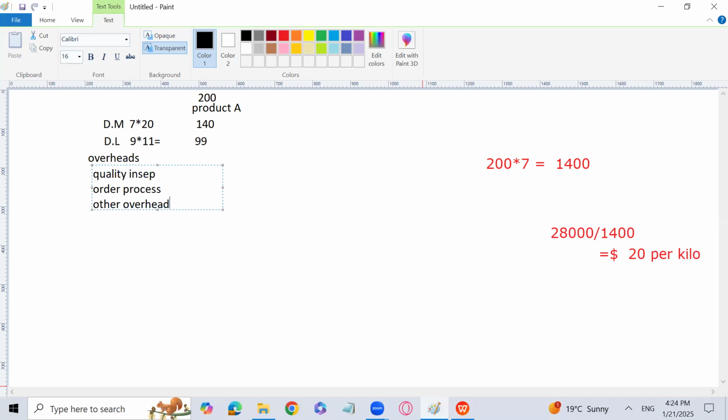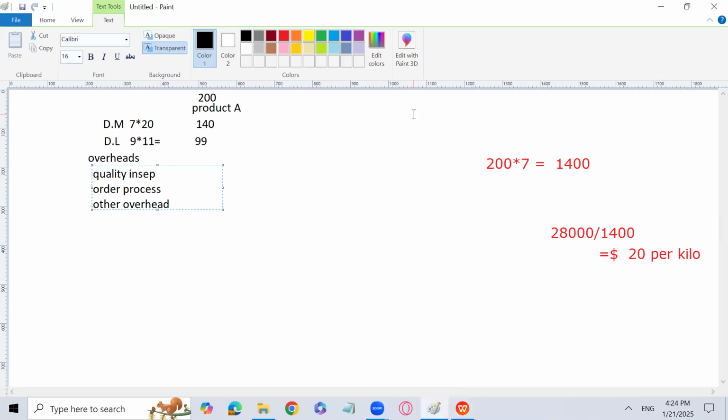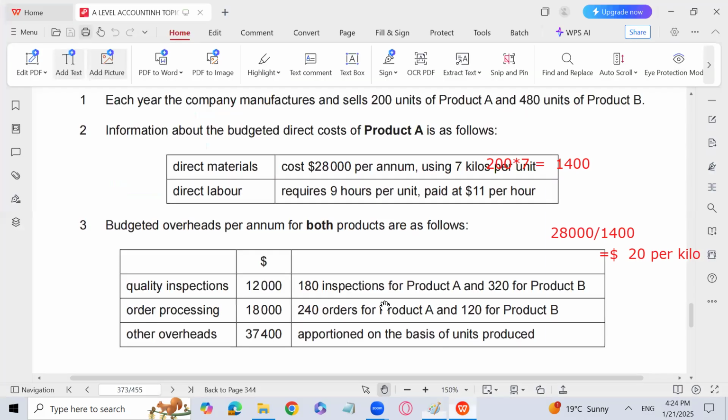Okay, let's see. Now I'm going to calculate 12,000 into 180 divided by 180 plus 320. 180 plus 320 is going to be 500. So 12,000 into 180 divided by 500. What is the amount? 4,320. 4,320 divided by 200, we will get 21.6 per unit of quality inspection for product A. I don't need to calculate the overhead cost for product B regarding quality inspection, which would be 12,000 into 320 divided by 500, and then divided by 480, but we don't need that.